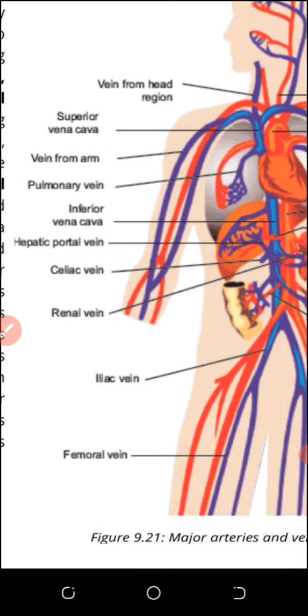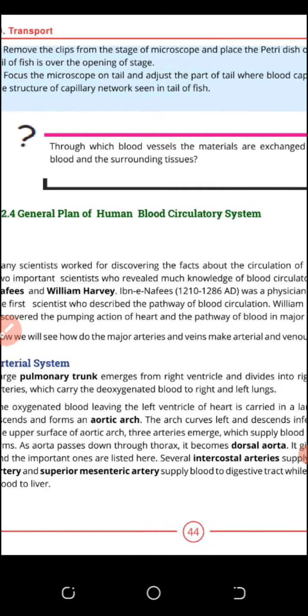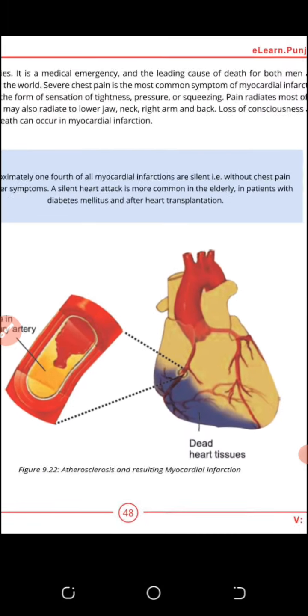So arteries are supplying the blood and veins are collecting the blood. So these are the little differences. Now red blood cells are called erythrocytes. I would like to tell you about the arterial system, the different arteries of the body which supply the oxygenated blood. That is the arterial system.